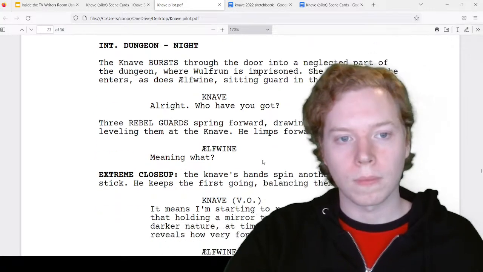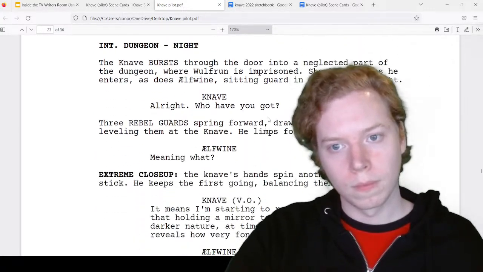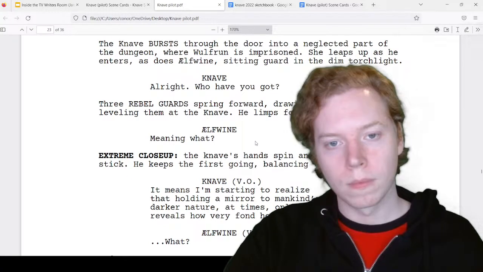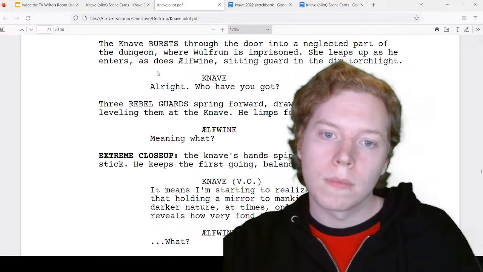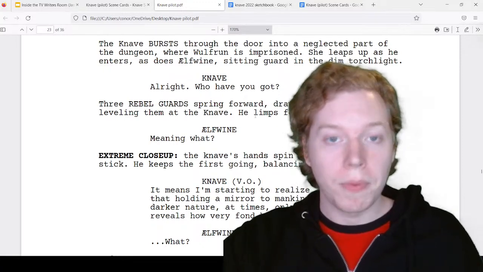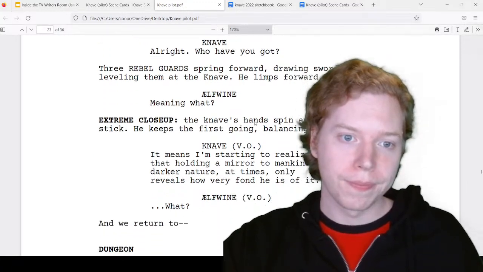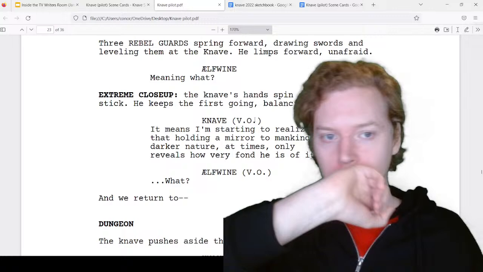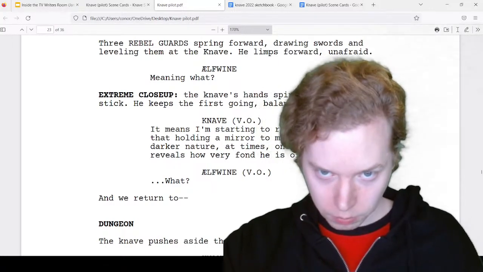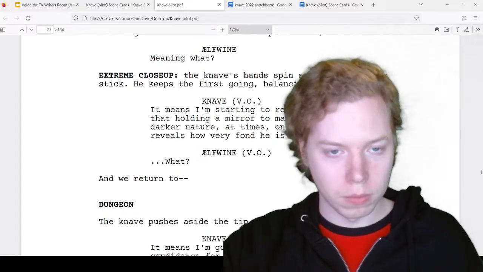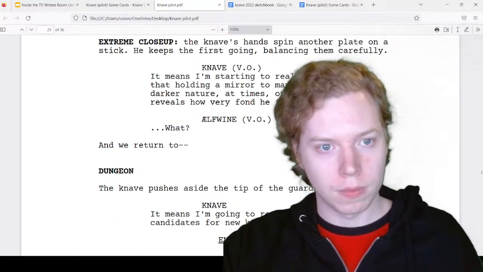Interior dungeon night. The knave bursts through the door into a neglected part of the dungeon where Wolfrin is imprisoned. She leaps up as he enters and does Alfwine, sitting guard in the dim torchlight. All right, who have you got? Three rebel guards spring forward, drawing swords and leveling them at the knave. He limps forward, unafraid. Meaning what?